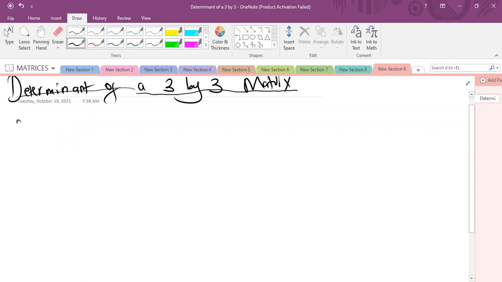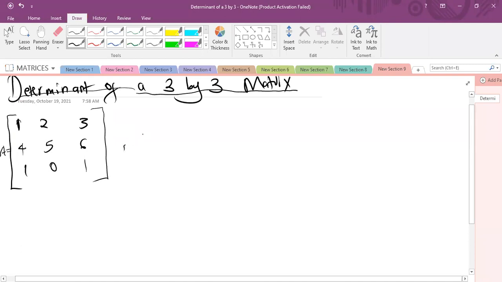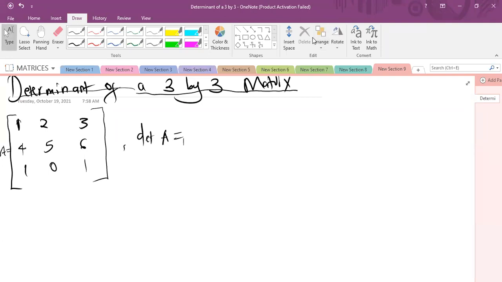So let's say you have a matrix like this: 1, 2, 3, 4, 5, 6, and then let me just pick these values here: 0, 1, 0, 1. Now, how do we go about getting the determinant? Let's call this matrix A. So what is the determinant of A? This is how we go about getting the determinant of A.